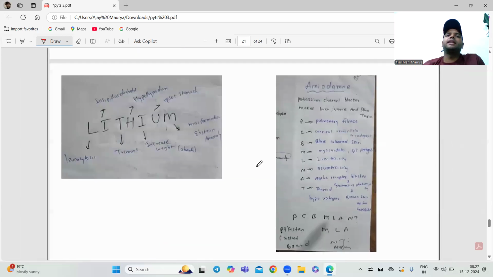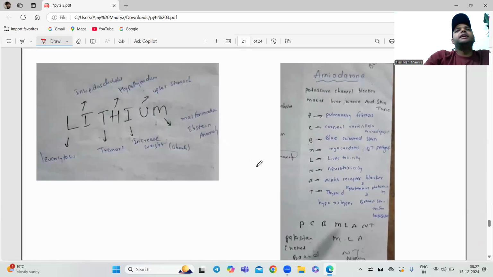Next one, guys. Side effects of lithium. Let's remember the side effects of lithium and amiodarone. Lithium, let's remember the side effects by the name itself. Mnemonic is LITHIUM. L for leukocytosis, I for diabetes insipidus, T for tremors, H for hypothyroidism. I for increased weight, obesity, U for upset stomach, M for malformation.